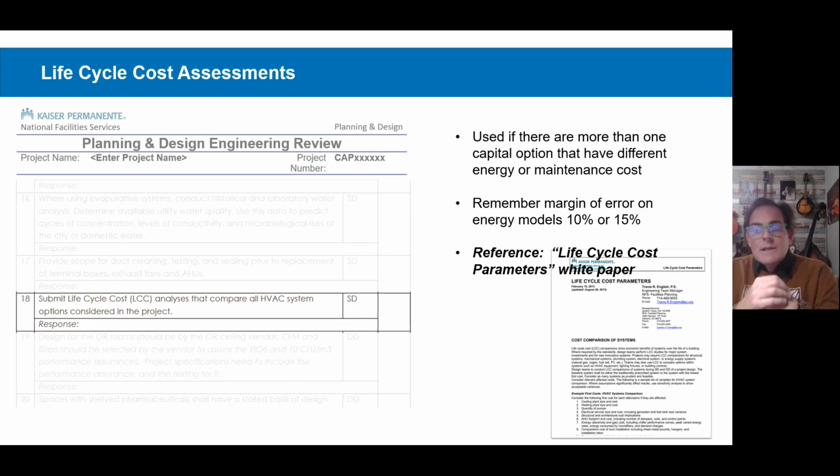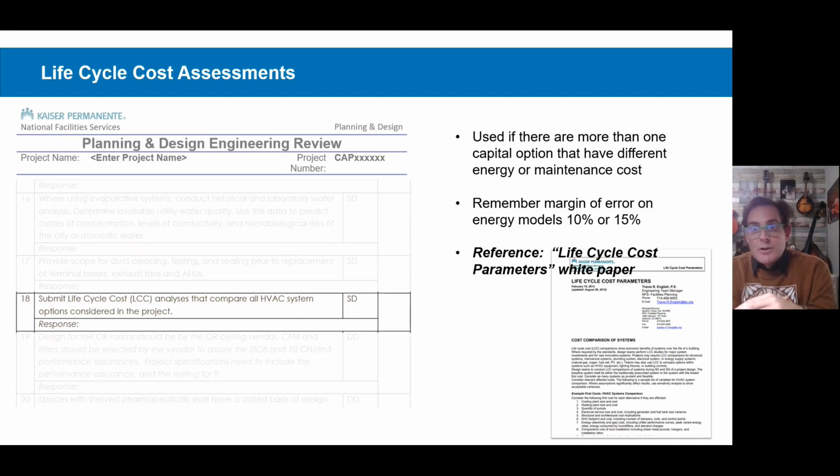And then finally, life cycle cost. The culmination of our schematic design effort is our life cycle cost analysis. Not every project requires a life cycle cost analysis. If you've been through the 3 Rs and you have multiple systems on the table that have different operating or energy costs, that's when life cycle cost analysis comes into play.